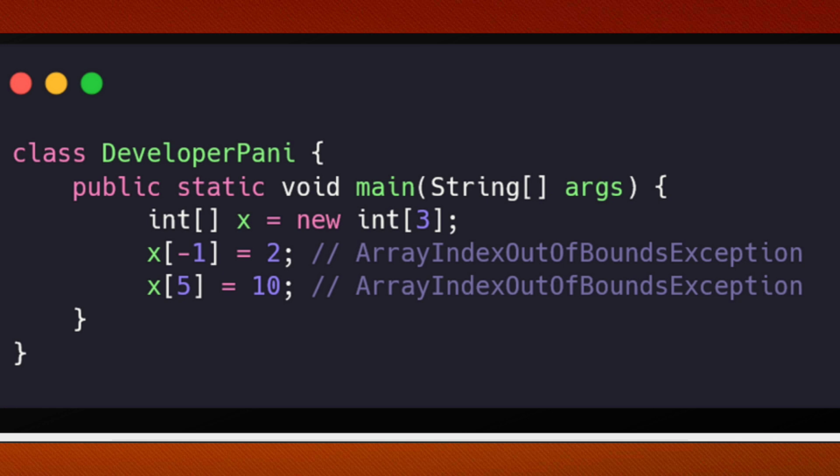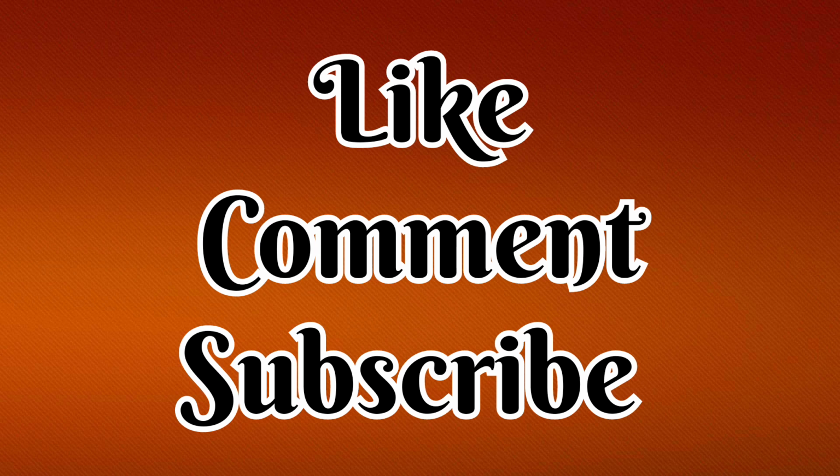Now in the above example you can see when we are passing x[-1] equal to 2, it will give ArrayIndexOutOfBoundsException, and similarly x[5] equal to 10. We have just 3 elements in the integer array and we are trying to add an element at the 5th index. So we will get ArrayIndexOutOfBoundsException.